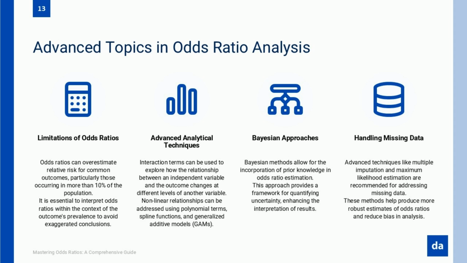For example, instead of simply stating that the odds ratio is 2.5 with a 95% confidence interval, a Bayesian analysis might conclude that there's a 90% probability that the true odds ratio lies between 1.8 and 3.2. This nuanced representation of uncertainty can be especially helpful when communicating results to stakeholders or making decisions based on the analysis.